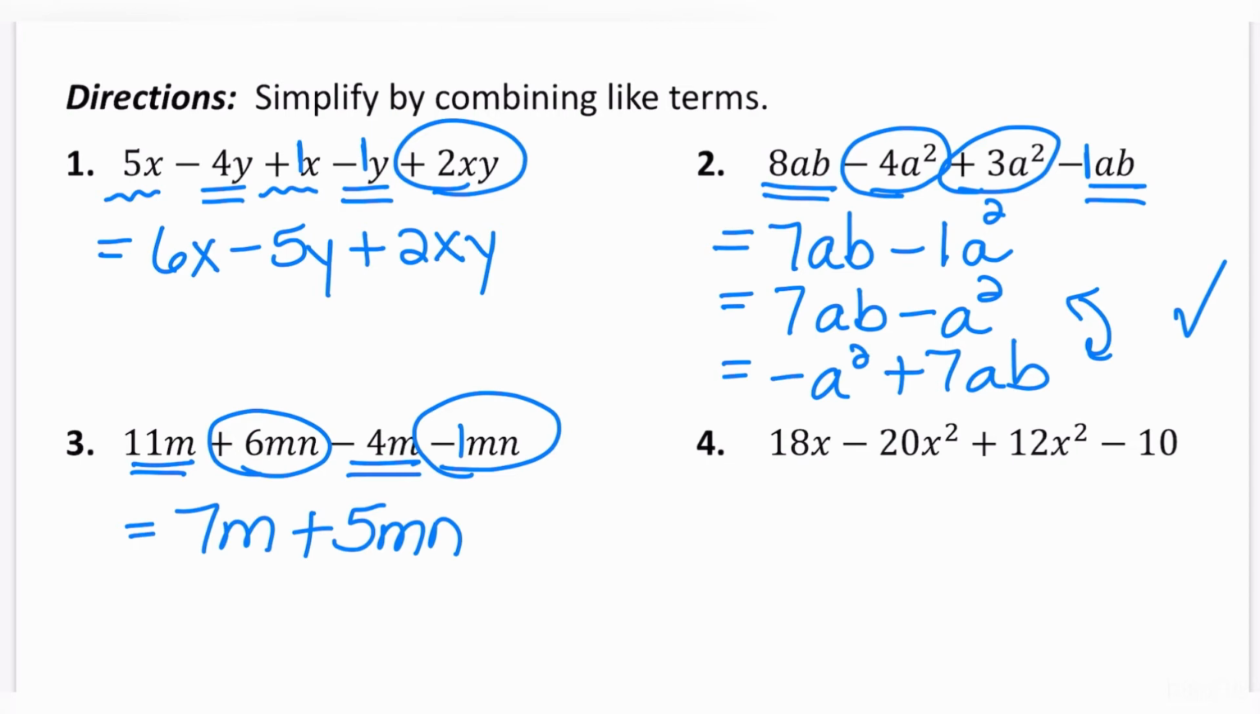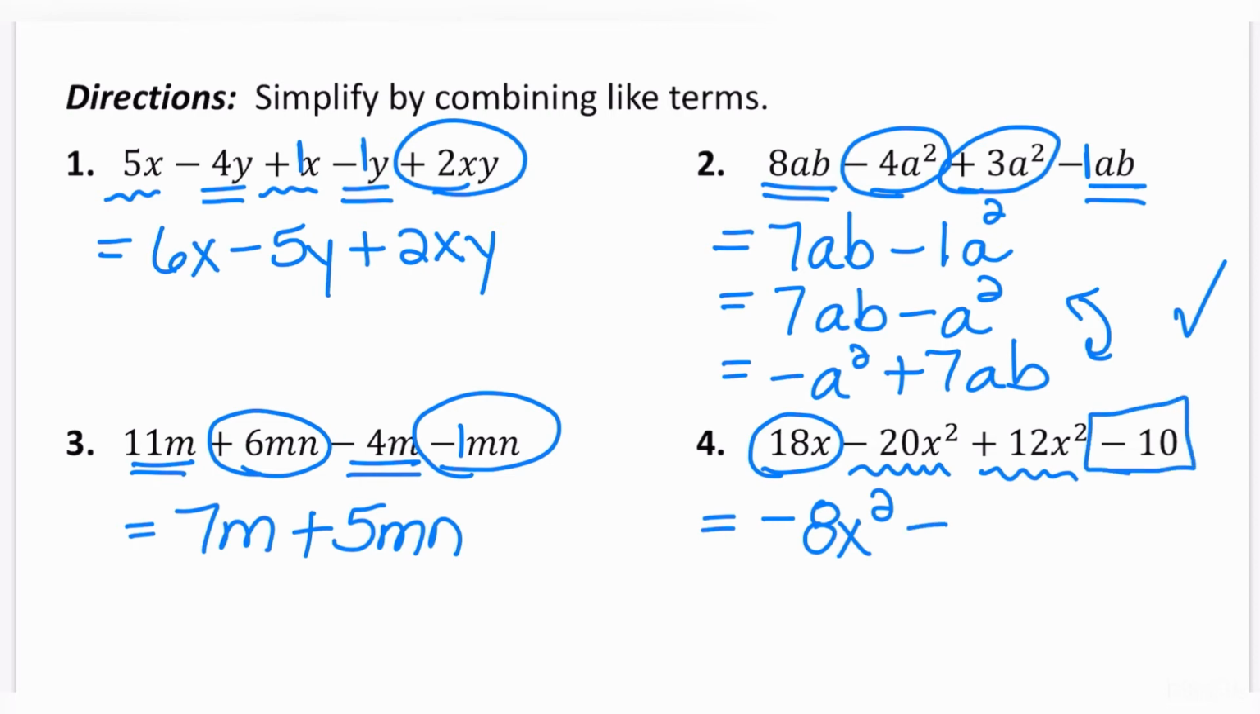In question number 4, we have negative 20x squared and positive 12x squared. Negative 20x squared plus 12x squared is negative 8x squared. And then I look at what I have left. I have 18x, but there's nothing else that has an x. And then I have negative 10. So these are different. So I'm going to write plus 18x minus 10. None of those now are like terms, so that is my final answer.